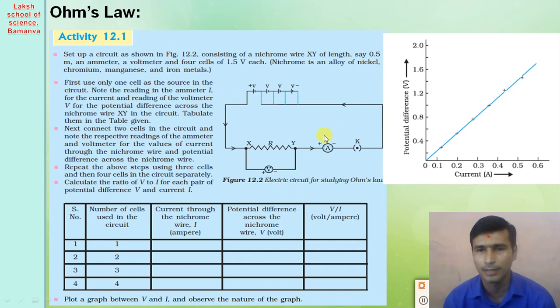One ammeter. What is the use of the ammeter in the circuit? It is used to measure the electric current. Take one voltmeter. What is the use of the voltmeter? Voltmeter is used to measure the potential difference across the two ends of the conductor.